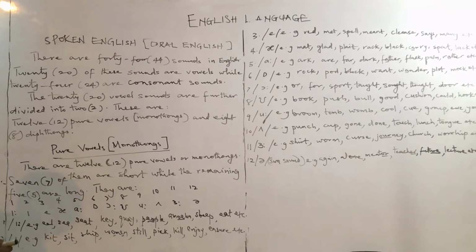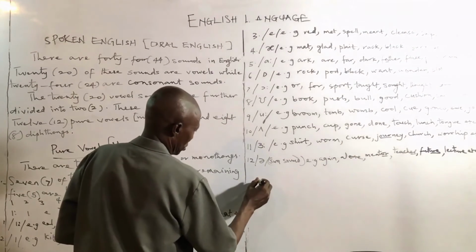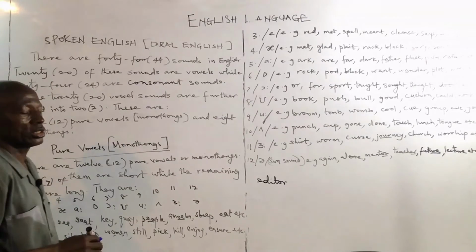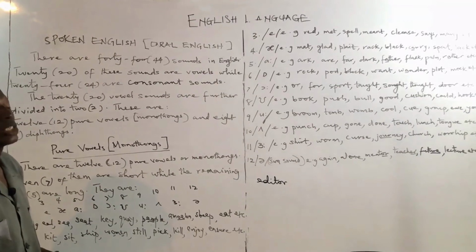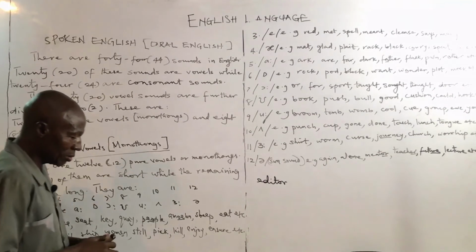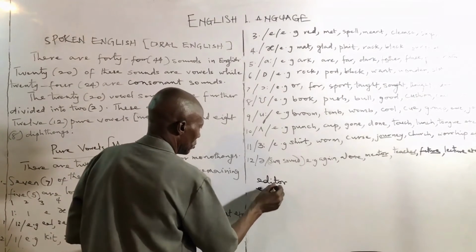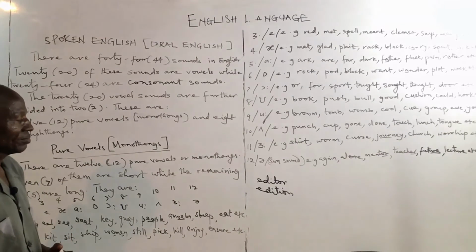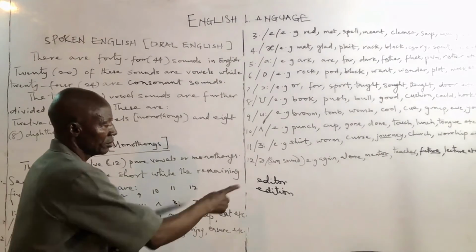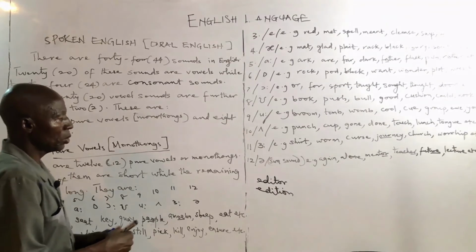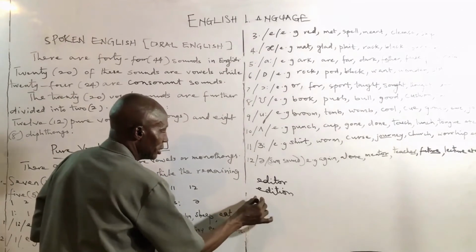For instance, you have this word. That is editor, not editor. Editor, because it has this sound. But look at this one. That is edition, not edition. That is edition. Yeah, editor. Edition.